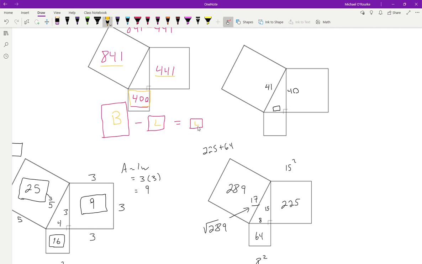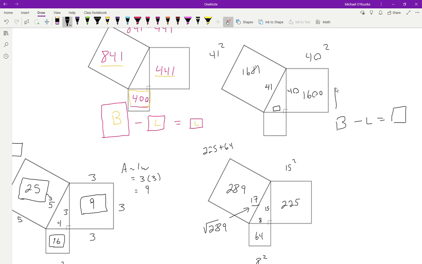Okay, so I'm going to walk through it right now. We find the area of these shapes. For this one, we go 40 squared, which equals 1600. For the area of this square, we go 41 squared, which equals 1681. Now we're trying to find a little square. So if we're trying to find a little square, we take the big square, and we minus off the little square to equal the little square.